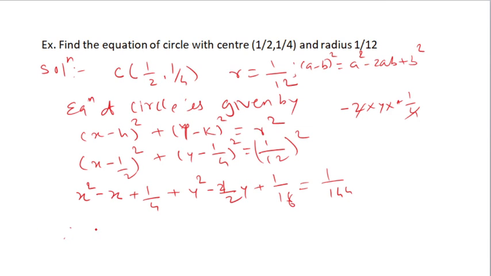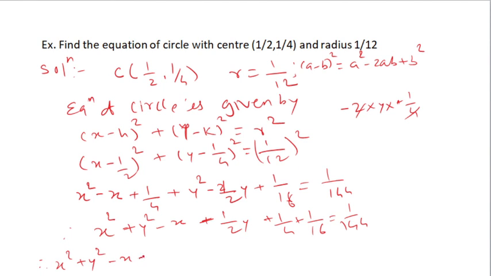Therefore what we get? x square plus y square minus x minus 1 upon 2y plus 1 upon 4 plus 1 upon 16 is equal to 1 upon 144. Now simplify this. 4 4s are 16, that is 4 plus 1, 5 upon 16.